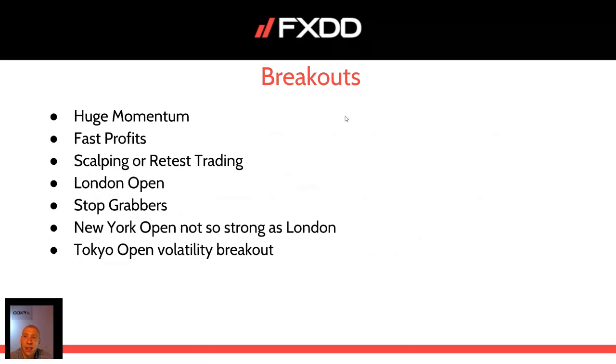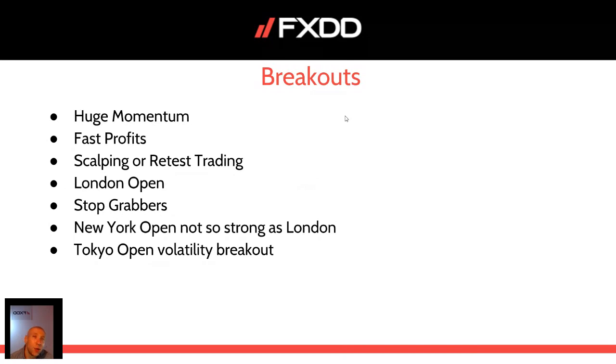So with breakouts, guys, we need huge momentum, and usually with the breakouts on intraday time frames, we make fast profits. Then we also do scalping or retest trading. When you trade London Open, have in mind that it occurs only once per day, and London Open breakout is also a type of breakout that we try to exploit, and the system for London breakout will be presented in one of our next webinars. We also try to pick up stop grabber patterns. That is what I will teach you today.